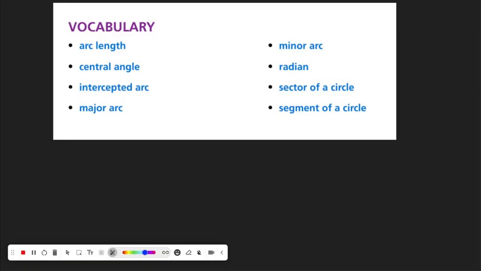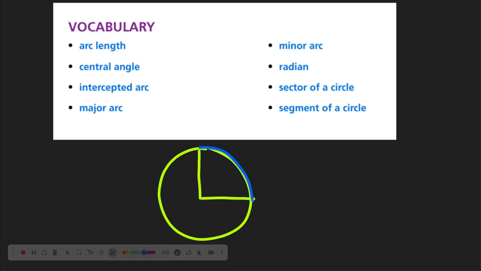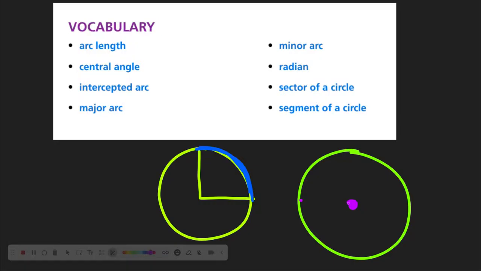If you think about what a 90-degree angle looks like, that's going to be 1/4 of the circle, which is 90 degrees. If we draw a 180-degree central angle, the measure of the arc that it intercepts will be 180 degrees.